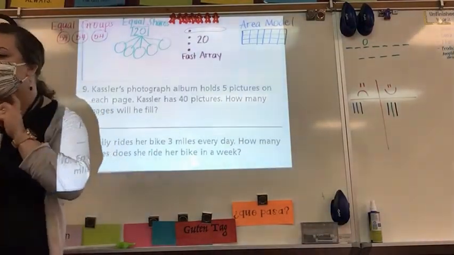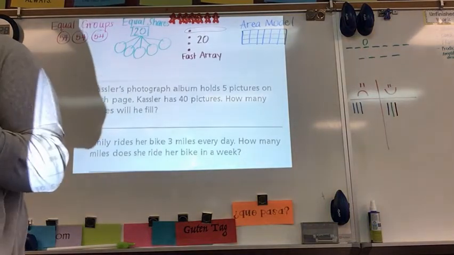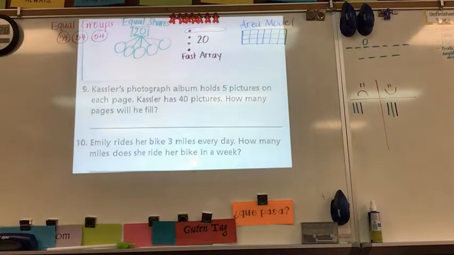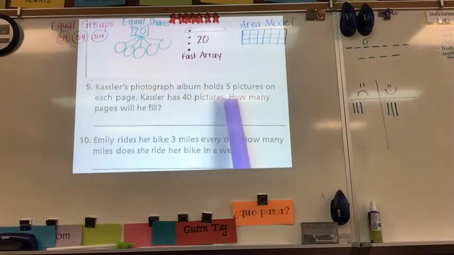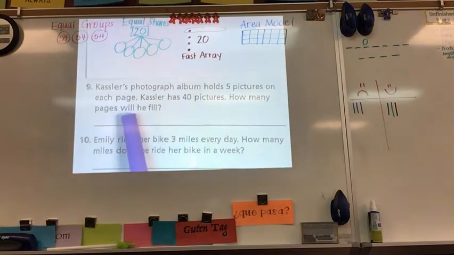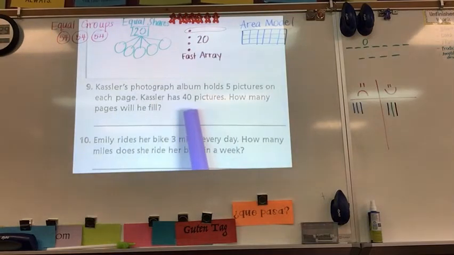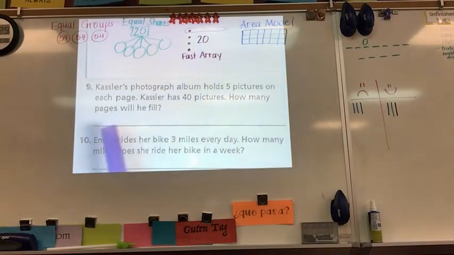Number 9. Kassler's photograph album holds 5 pictures on each page. Kassler has 40 pictures. How many pages will he fill? Oh my goodness, my brain. Would you all reread that with me so that I actually read it correctly? Kassler's photograph album holds 5 pictures on each page. Kassler has 40 pictures. How many pages will he fill?